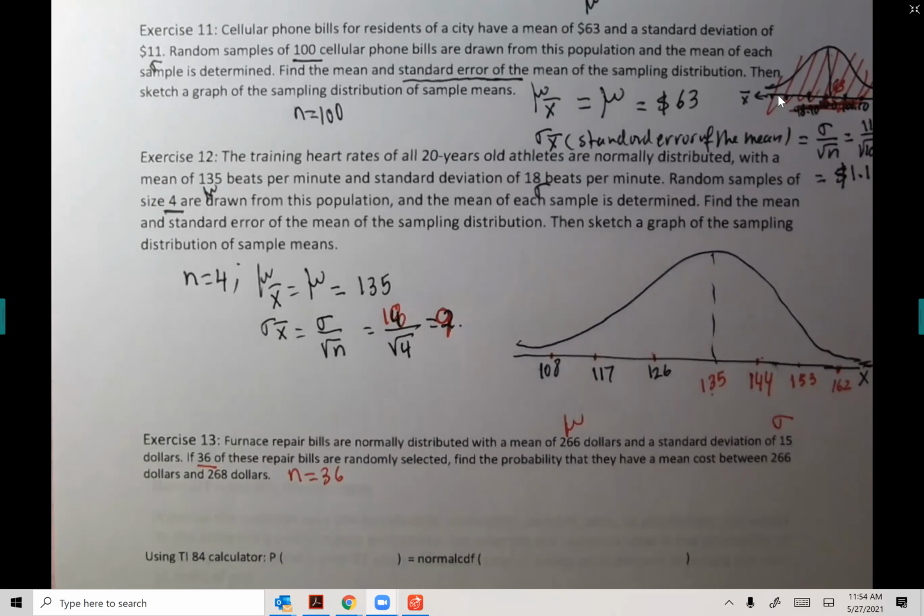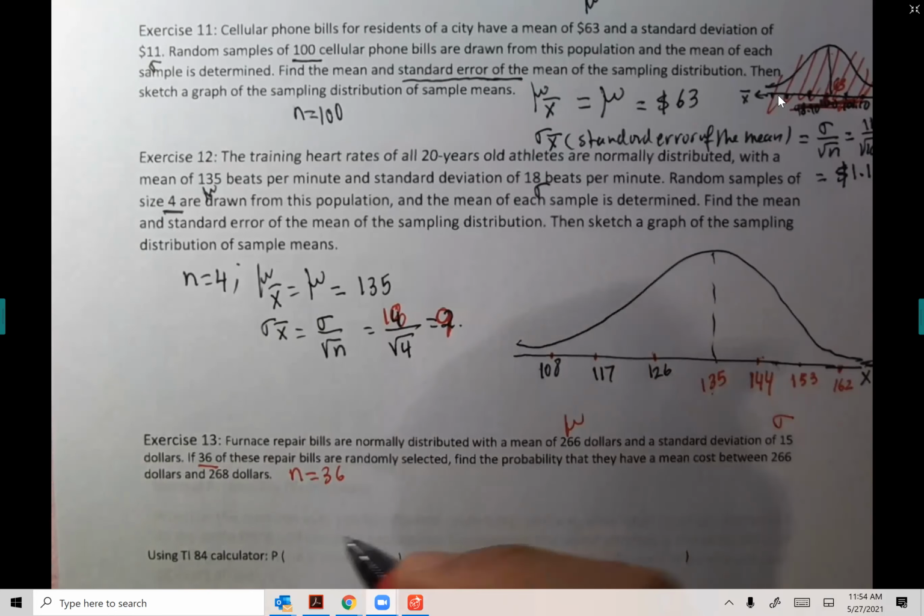So look, this is the question, guys. You pick 36 bills at random. What is the probability that the average amount on the bill is between $266 and $268? So it's going to be a probability. It's going to be a normal CDF. So we begin like this, guys. We put 266 less than 268.